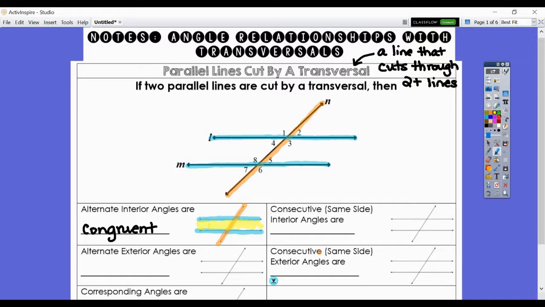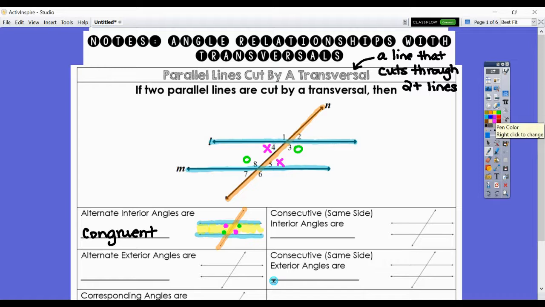An example of alternate interior here would be 4 in our image, and then 5. And then same thing, 3 and 8. You have to have one along each of those parallel lines. So just showing you in our image, 4 and 5, and then 3 and 8.